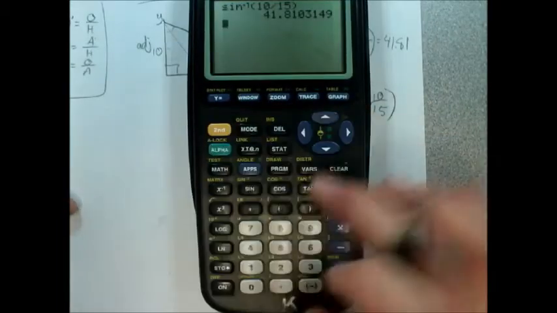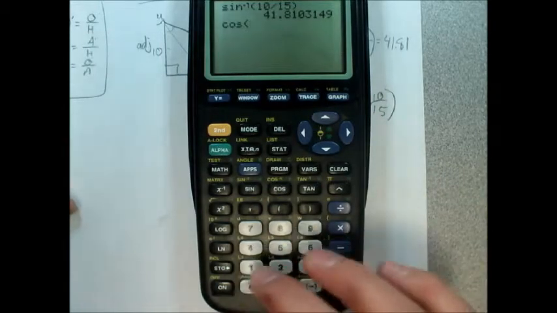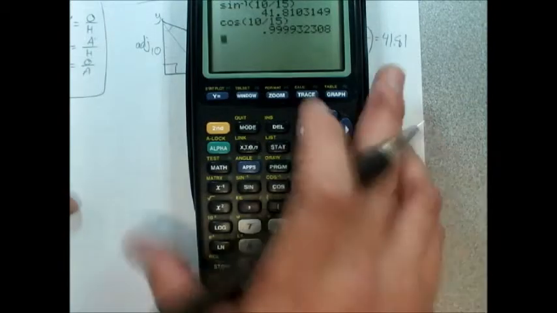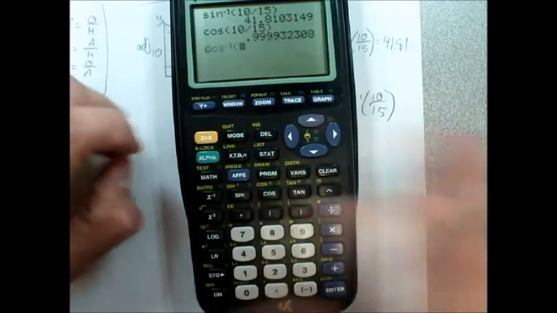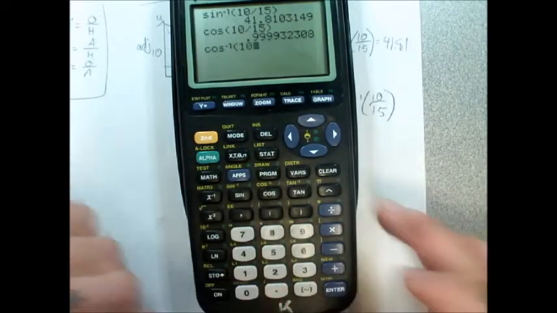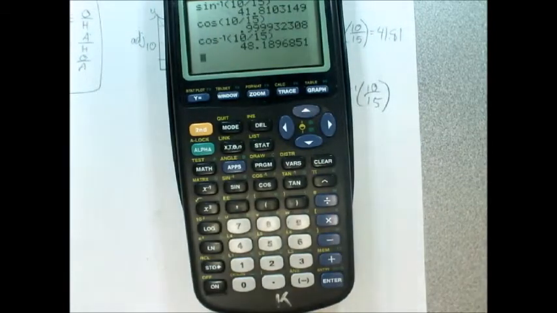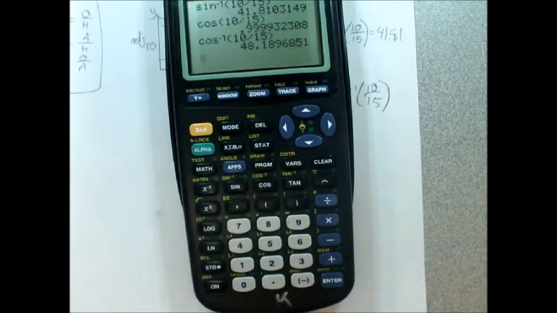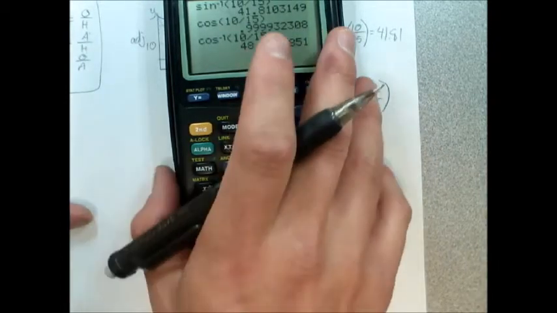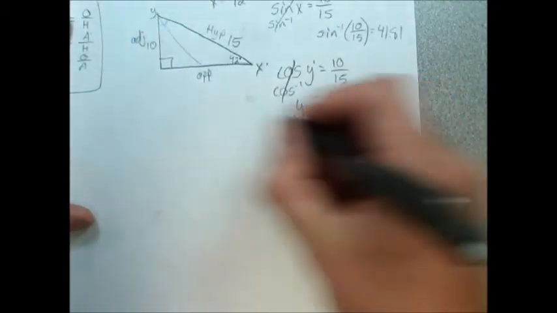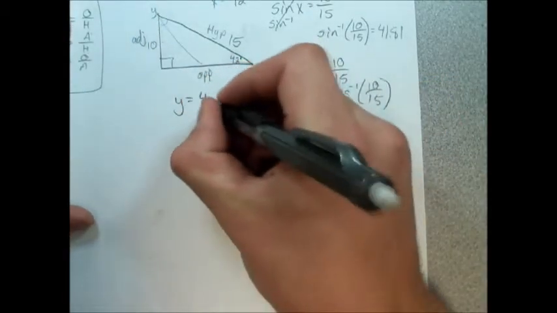So second, cosine inverse of 10 divided by 15. Oh, I didn't do inverse, sorry. Thank you for the catch. There we go. 48.189, and so on. So rounding to the nearest degree is 48 degrees. So y is 48 degrees.